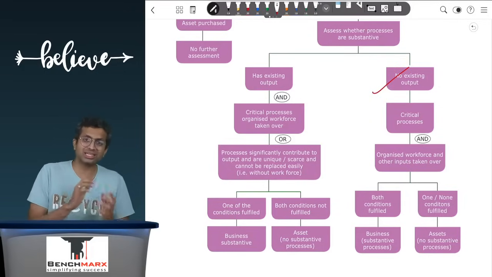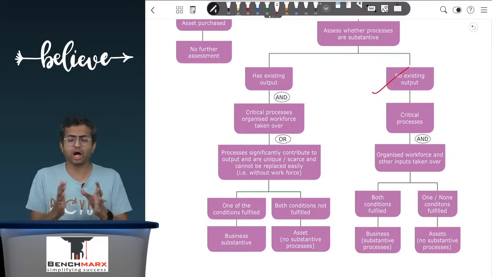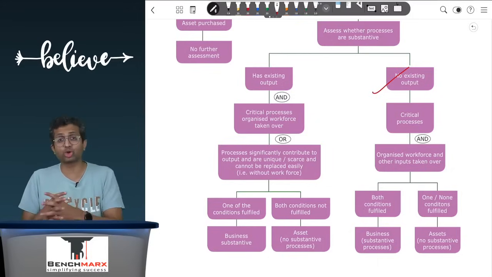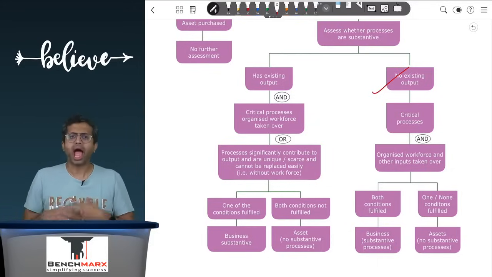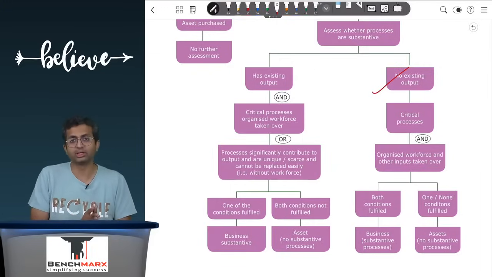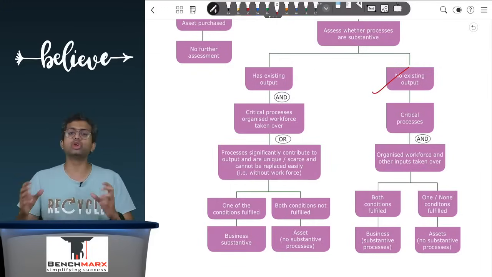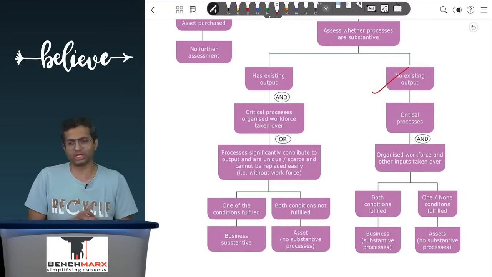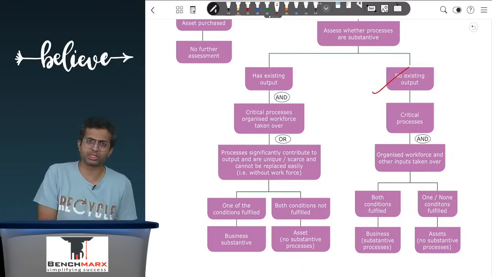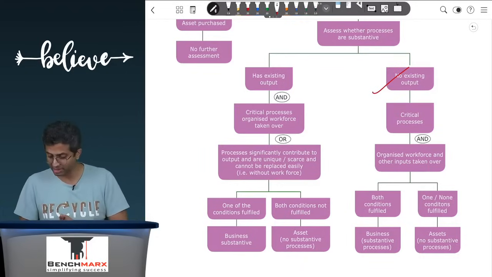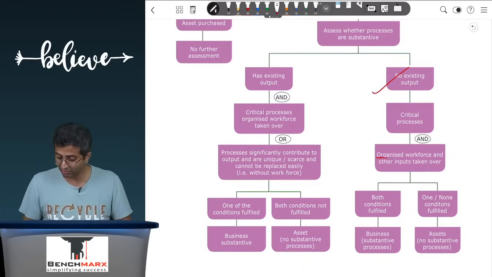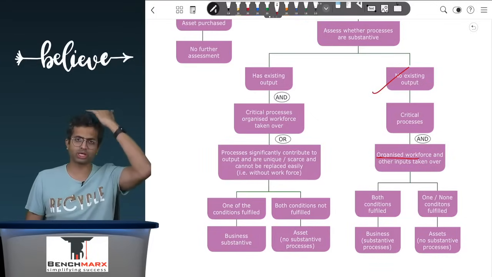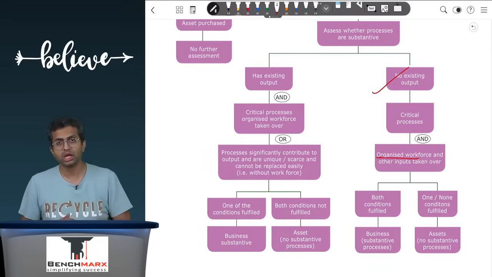So over here, in case the entity does not have any output, then you see if what you are taking over is business, that is, are there crucial processes, and are you taking over these crucial or critical processes along with the assets and the organized workforce. So if there is an organized workforce as well which is taken over, then we consider this to be a business purchase. Otherwise, this is still treated to be an asset purchase only. So the existence of critical processes along with the organized workforce and assets will constitute to be a business. Otherwise, it is to be treated as asset purchase.